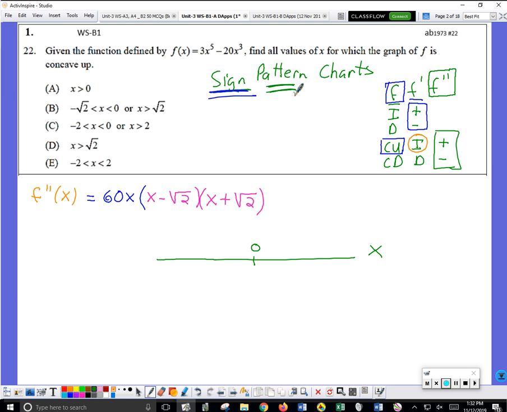Okay, we want a sign pattern chart of f double prime. That's the goal. We're going to do it in pieces, and the pieces are these factors. So we're going to have a factor of 60x, a factor of x minus root 2, and a factor of x plus root 2. Building a sign chart is pretty much like building a table. You're just doing it horizontally instead of vertically. So, again, don't copy what I do. Keep asking if it doesn't make sense.